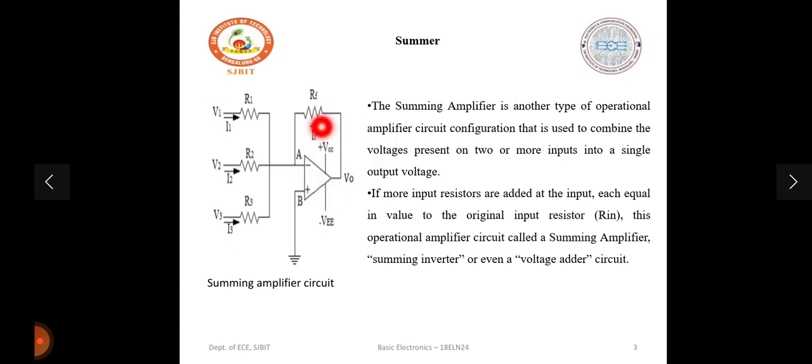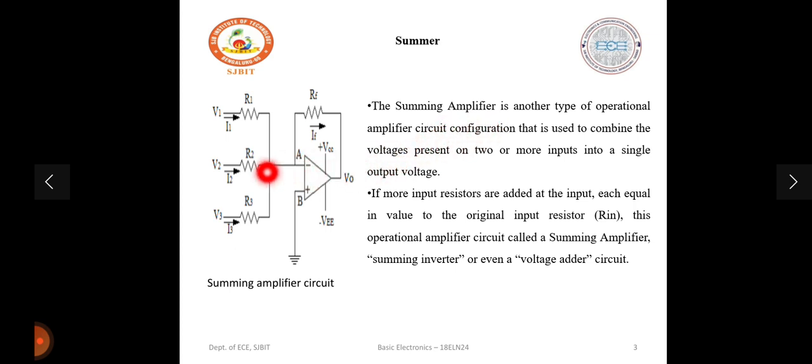We call our operational amplifier a summer circuit when we find more than one voltage connected to a single branch of the inputs. Here, the input can be connected either to the inverting terminal or to the non-inverting terminal. If the inputs are connected to the inverting terminal, we call this an inverting summer, and if connected to the non-inverting terminal, a non-inverting summer. When more than one voltage is connected to the same input terminal, we call such a circuit a summer circuit.